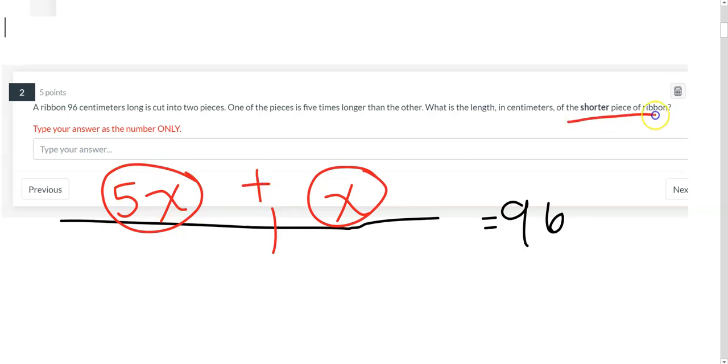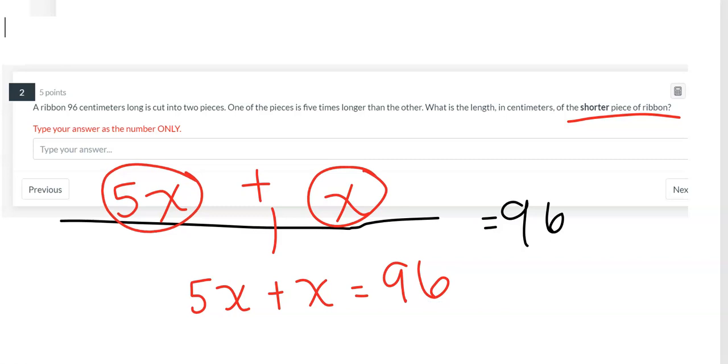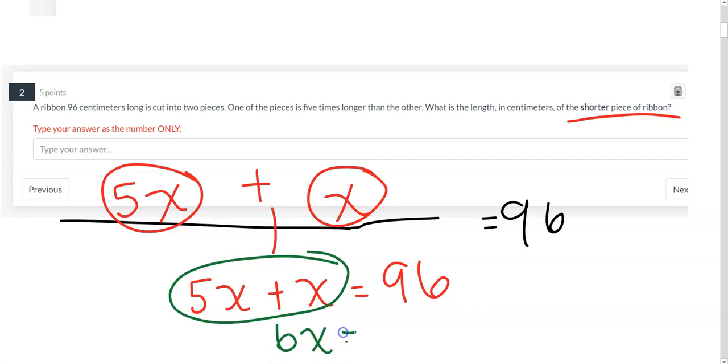Okay, they want to know the shorter piece of ribbon. In other words, I'm going to take what I know. One side's 5 times longer, plus the other side, it equals 96. I'm just going to solve for x. So I would just add these two together, and that's going to give me 6x equals 96. And then to solve, I would just divide by 6 on both sides, just solving a basic equation from that point.